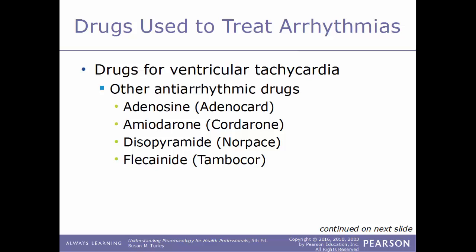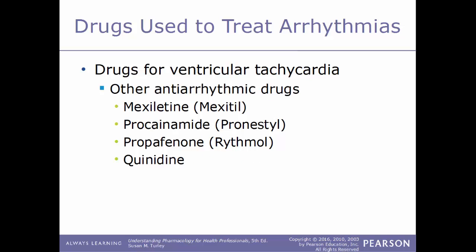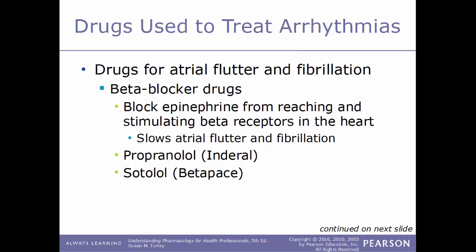the trade name Cordarone; disopyramide, also known by the name Norpace; and flecainide, also known by the name Tambocor. The other examples: mexiletine, also known by the trade name Mexitil; procainamide, known by the name Pronestyl; propafenone, Rhythmol, and quinidine.